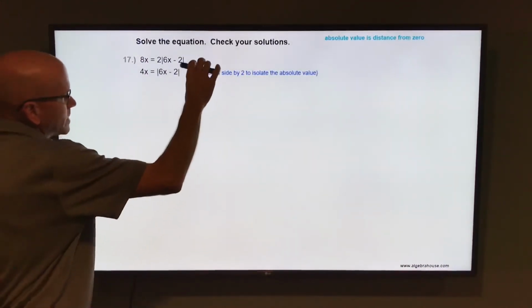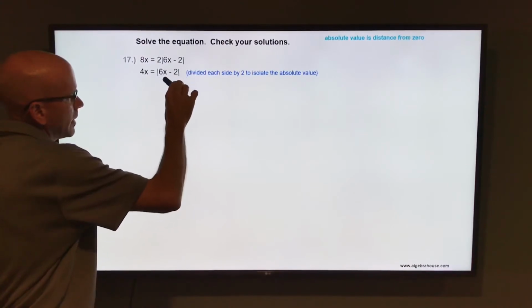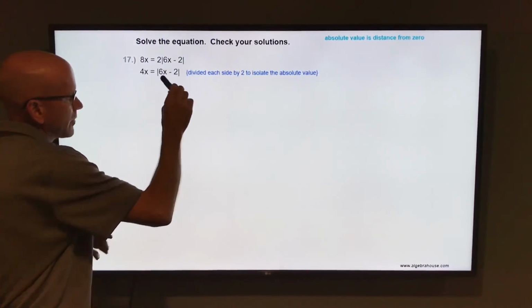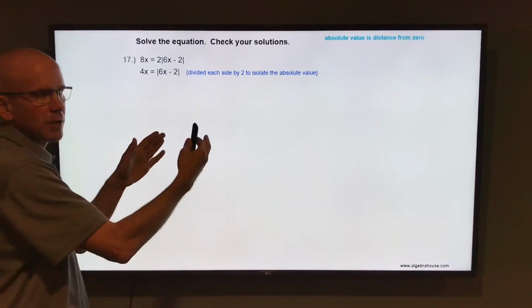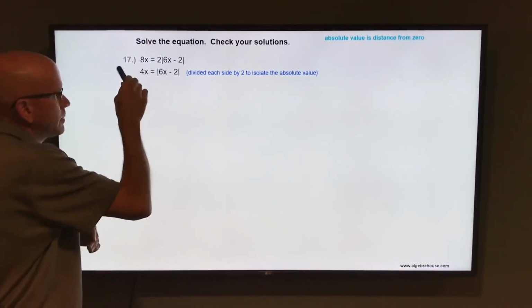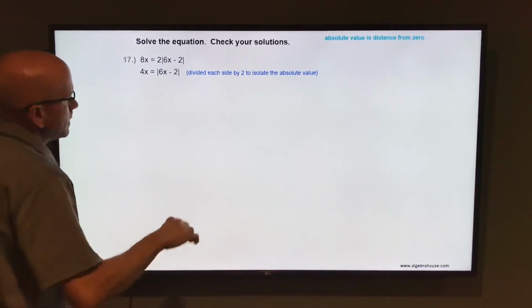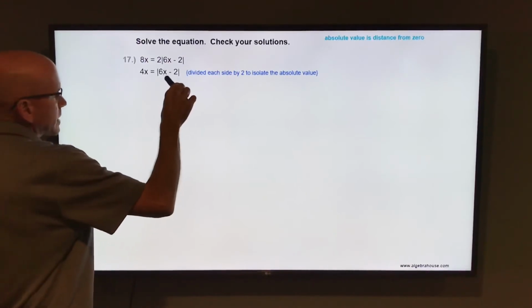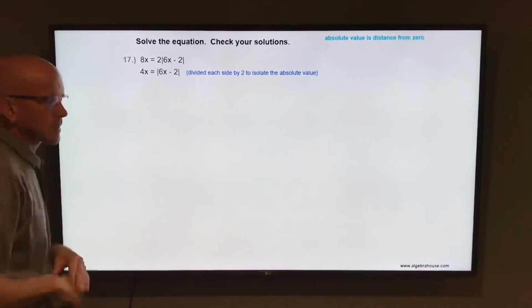So to move that 2 to the left side, divide each side by 2. If you divide the right side by 2, the 2's just cancel. We have the absolute value of 6x minus 2. That's what we wanted to do. We wanted to get the absolute value by itself. On the right, 8x divided by 2 is 4x. So this is saying that the distance 6x minus 2 is from 0 is 4x.